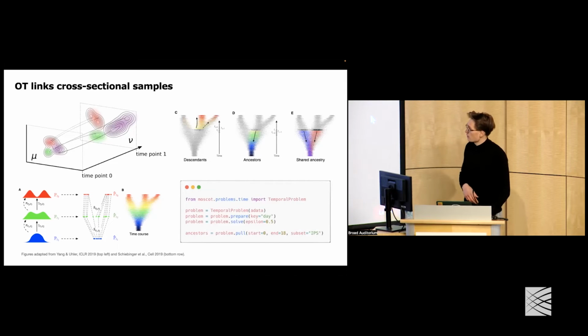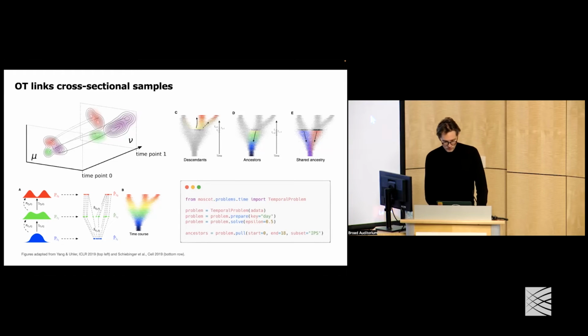In Moscot, it's very easy to do that. I will demonstrate these code snippets throughout the talk. They always look very similar. So basically, you import this problem from the Moscot interface. You set it up with an ANData object. You prepare it by passing some information that you need to solve this problem. And then you solve it by passing, for example, the epsilon value for the entropic regularization. And once you've done that, you can make use of these downstream analysis mix-ins to, for example, look at ancestor or descendant distributions.